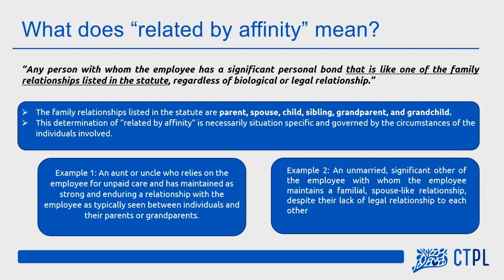So here are a couple of examples. Say you have an aunt or an uncle who relies on the employee for unpaid care, and they maintain a relationship like the kind that you would normally see between a parent and a child. That would be considered related by affinity. A more common example might be an unmarried couple who live together. They maintain a familial spouse-like relationship. They share finances. Perhaps they have children together, but they're not legally married. That would be considered related by affinity as well.